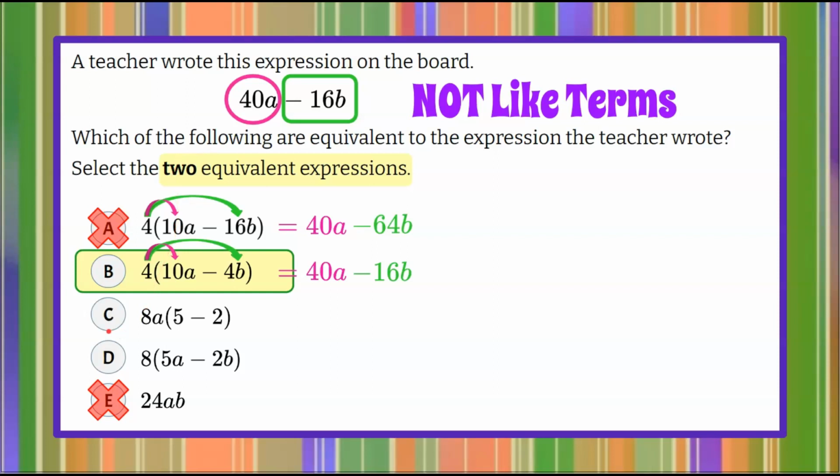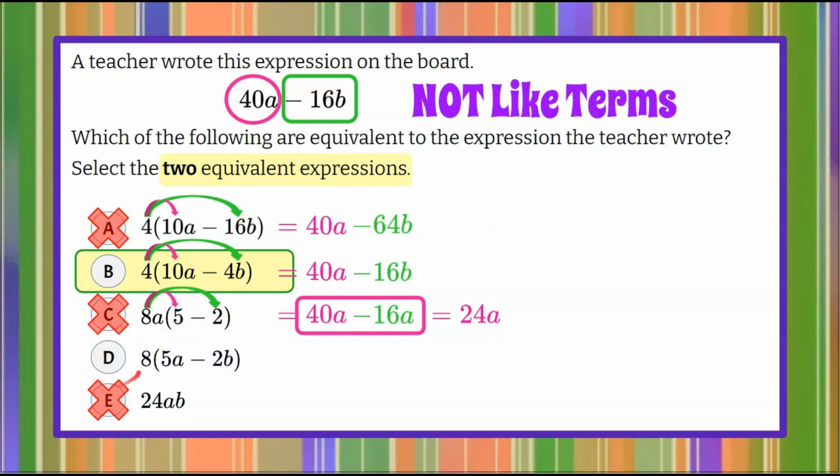All right, let's distribute in C. We're going to do 8A times 5. 8 times 5 is 40 times A. Then we're going to do 8A times negative 2. 8 times negative 2 is negative 16 times the A. These are like terms. They have the same variable to the same exponent. There's an invisible 1 right here. So we can subtract these. 40 subtract 16 is going to give us 24A. So therefore, we know that 24A is not equivalent to 40A subtract 16B.